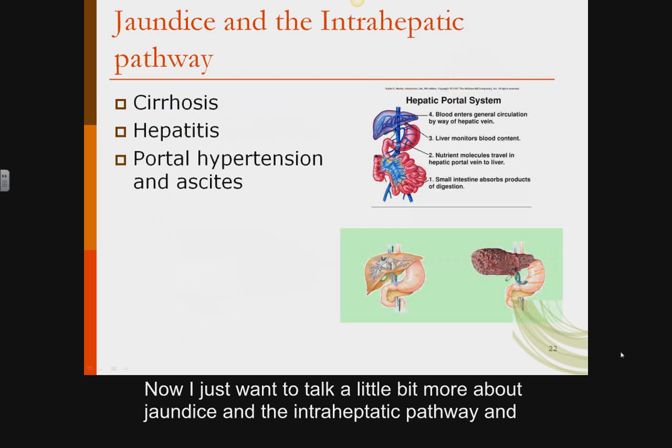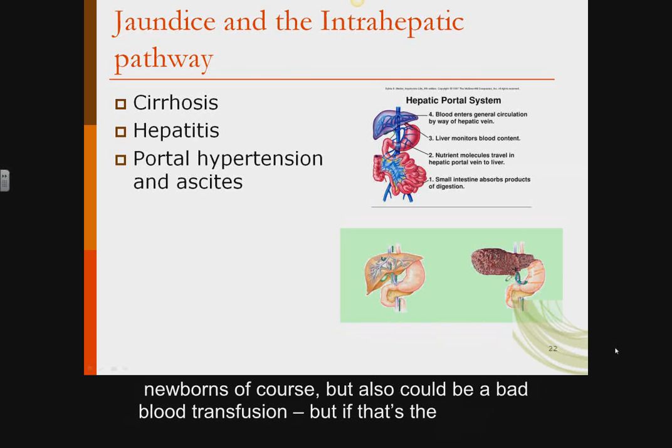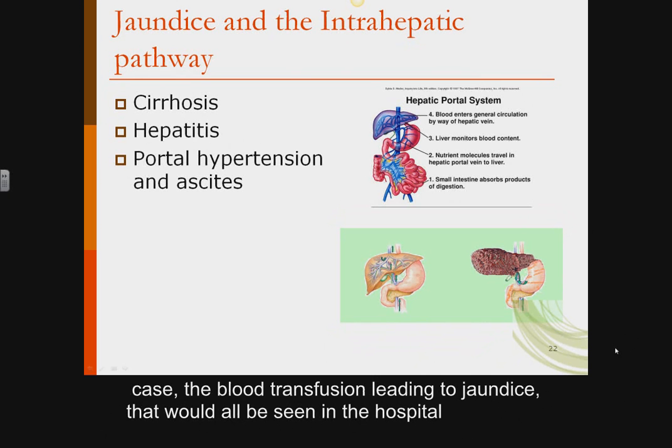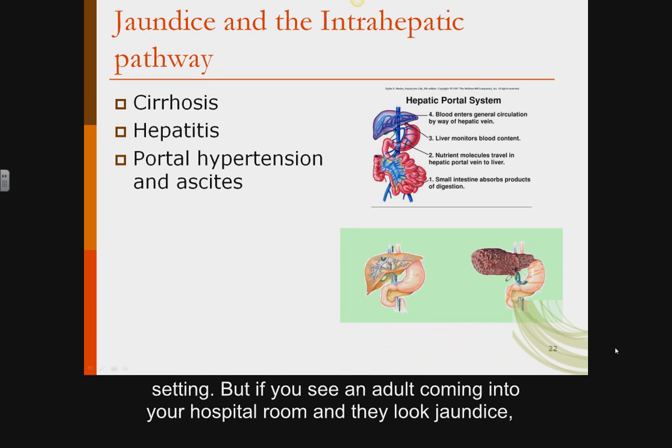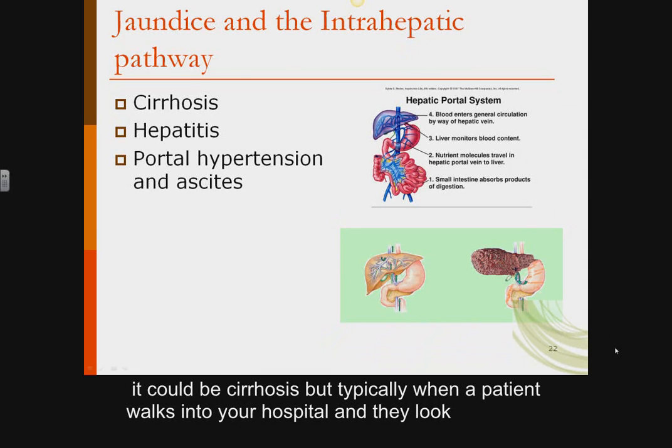Now I just want to talk to you a little bit more about jaundice and the intrahepatic pathway and portal hypertension. Okay, with prehepatic jaundice, it's typically young children, newborns of course, but also could be from a blood transfusion. But if that's the case, the blood transfusion leading to the jaundice, that would all be seen in the hospital setting. But if you see an adult coming into your hospital room and they look jaundiced, first thing you think about is some kind of liver damage, and it could be liver cancer.